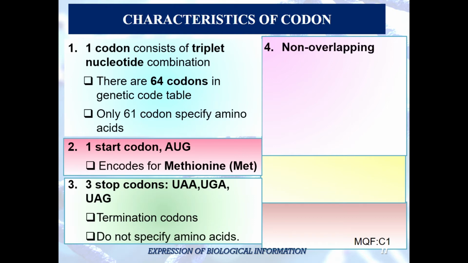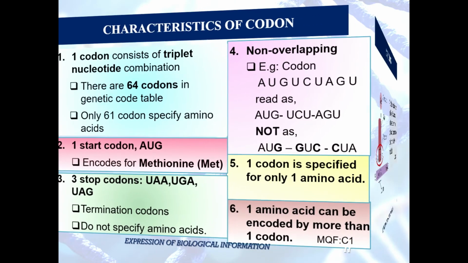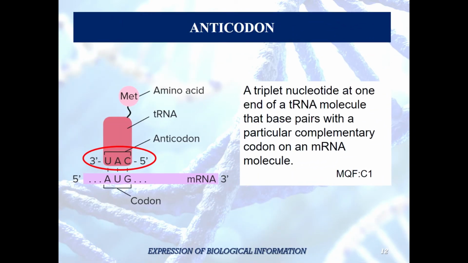4. The reading of codons is non-overlapping. As an example, the sequence A, U, G, U, C, U, A, G, U is read as AUG, UCU, AGU. Not as AUG, GUC, CUA. 5. One codon is specified for only one amino acid, but one amino acid can be encoded by more than one codon.